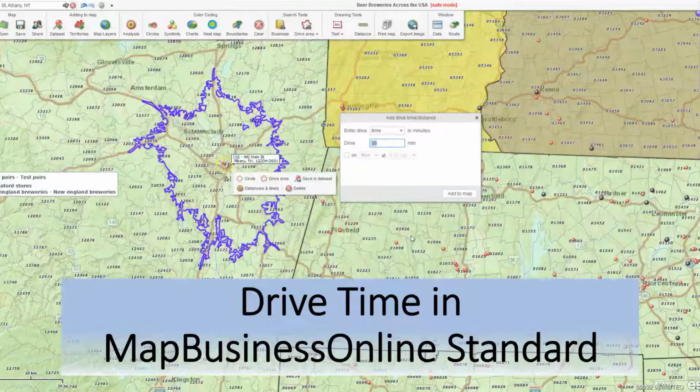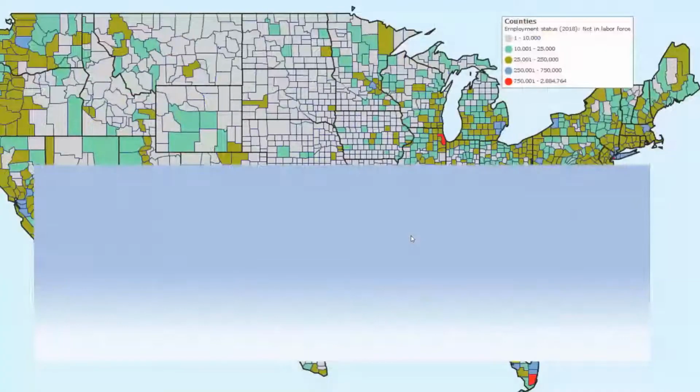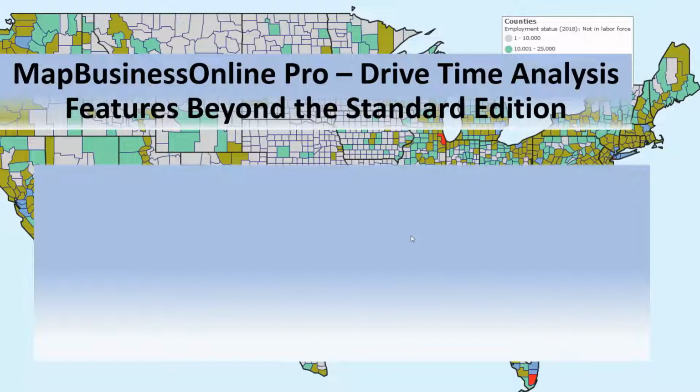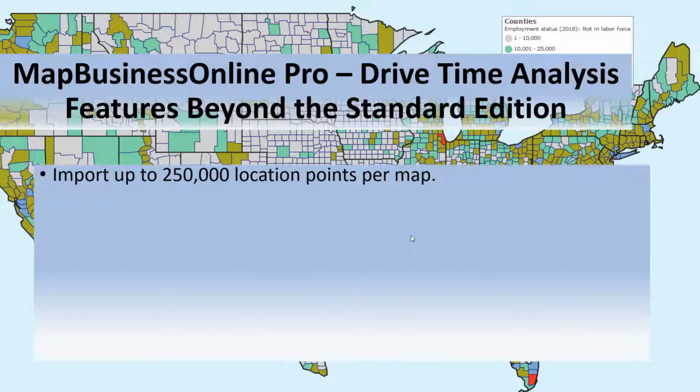And that's the difference, because MapBusiness Online Pro does multiple points at once, and that increases the power exponentially. So it does provide you features beyond the MapBusiness Online Standard Edition. With drive time analysis, you can import up to 250,000 location points per map. Standard is lower than that. You're talking 50,000 points per map in the Standard Edition.